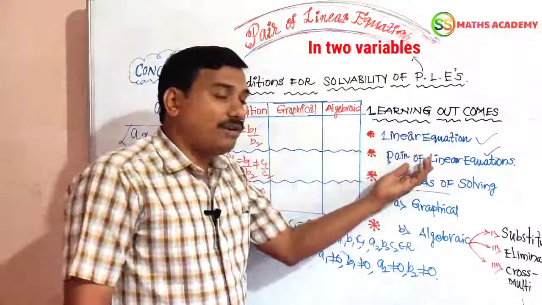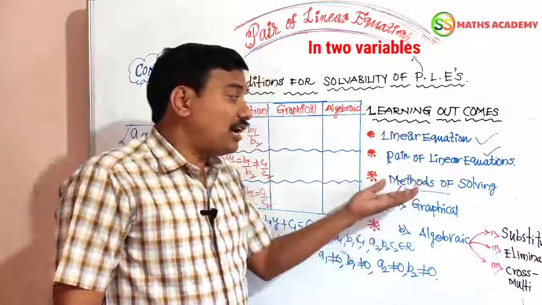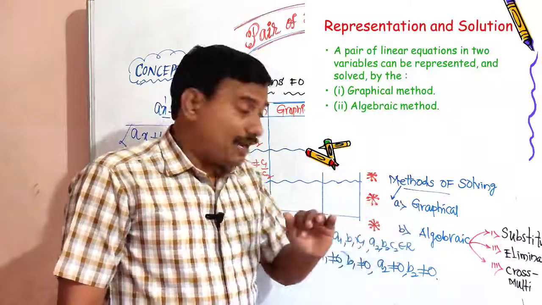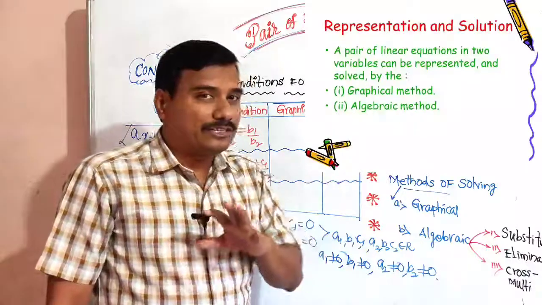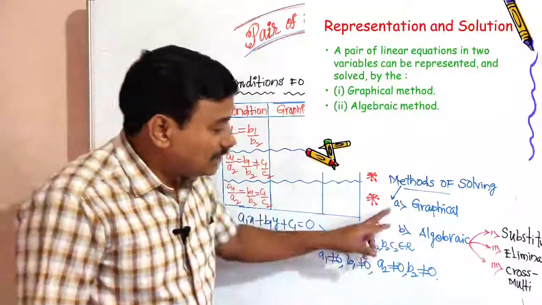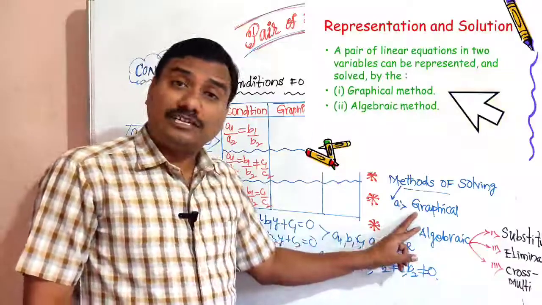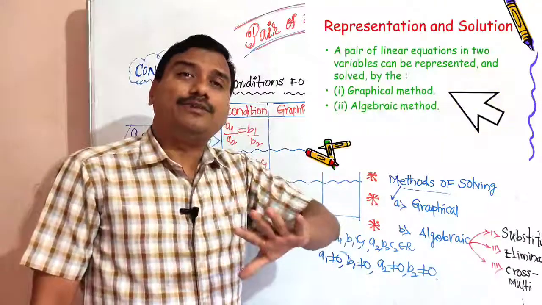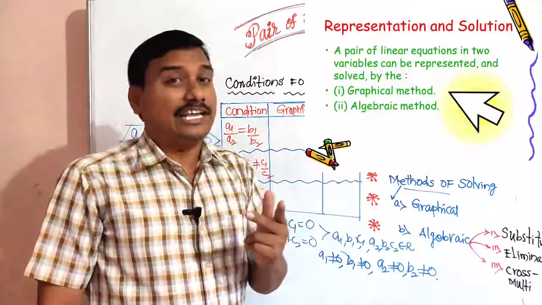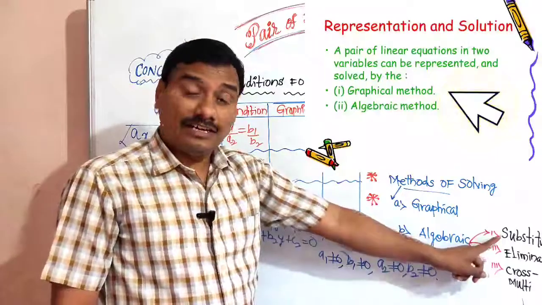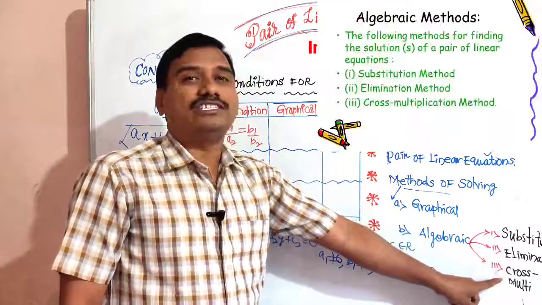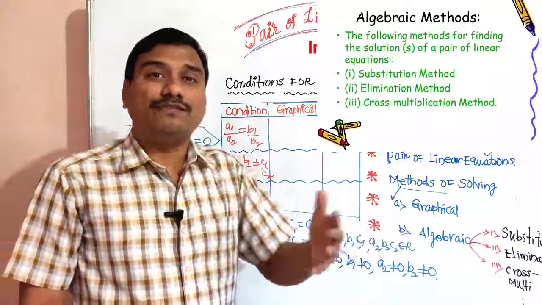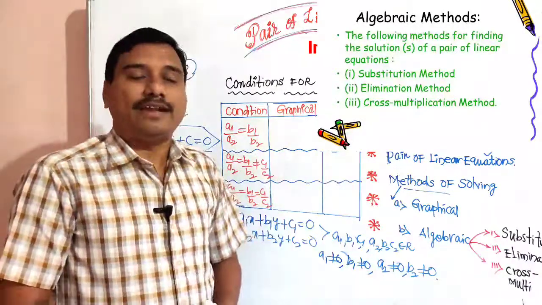Now, the pair of linear equations is over. How many methods are there for solving a pair of linear equations? Three methods are there: graphical representation, algebraical method, and another method. But we have to use mostly these two only. One is graphical representation of a pair of linear equations and the second is algebraical representation. In algebra also we have three categories: one is the substitution method and the elimination method, and the third one is cross multiplication. By using these, we can solve the pair of linear equations in the easiest manner.